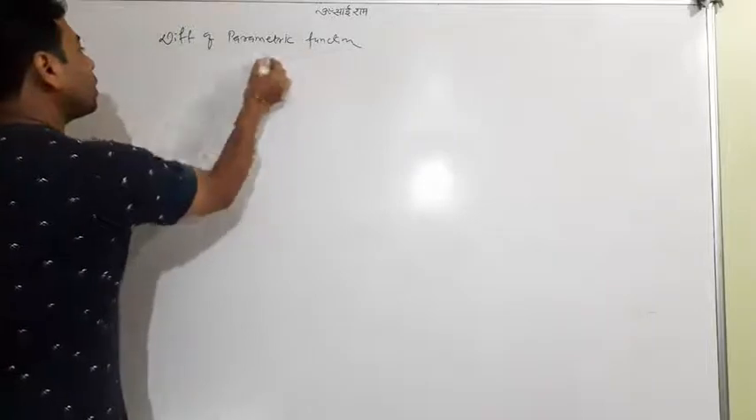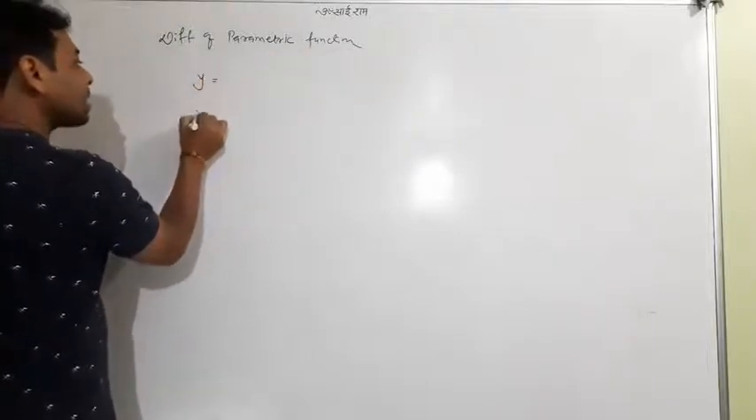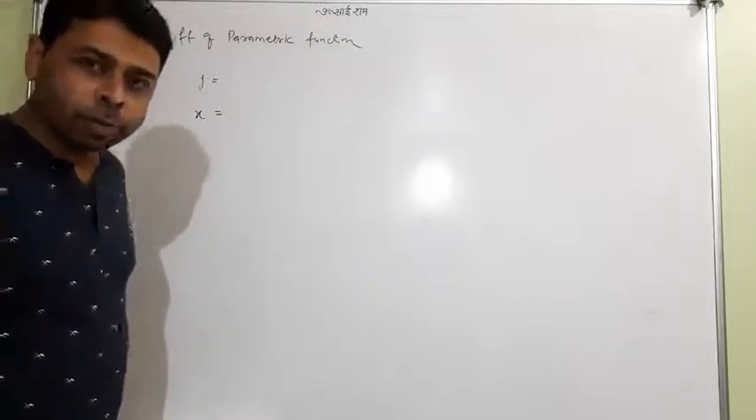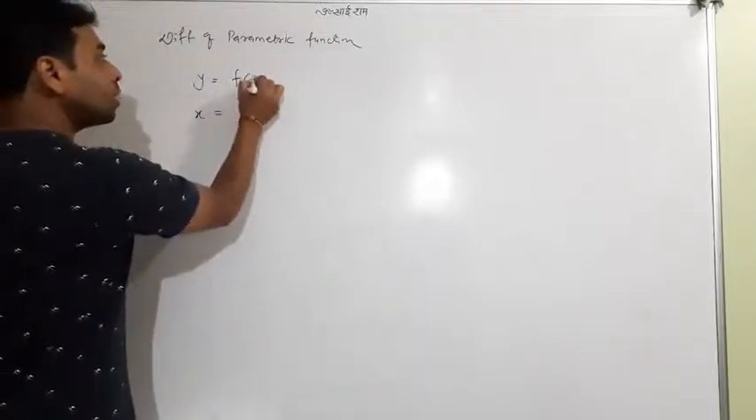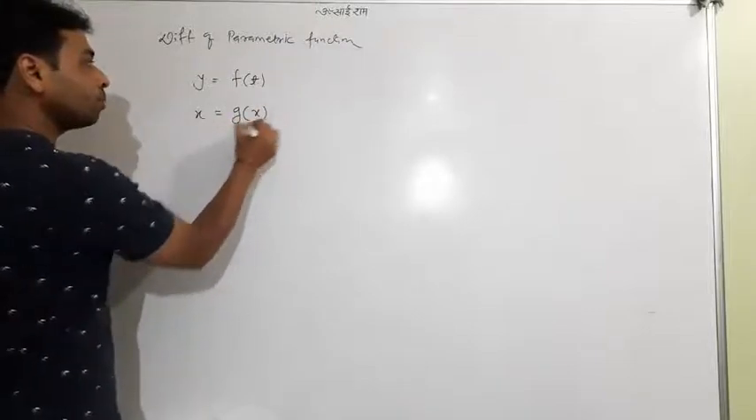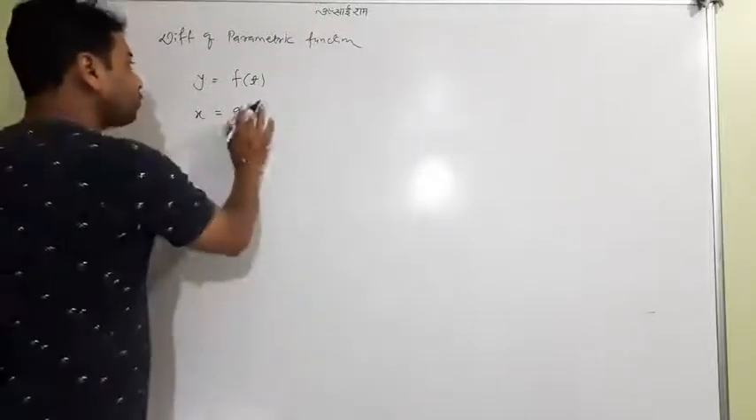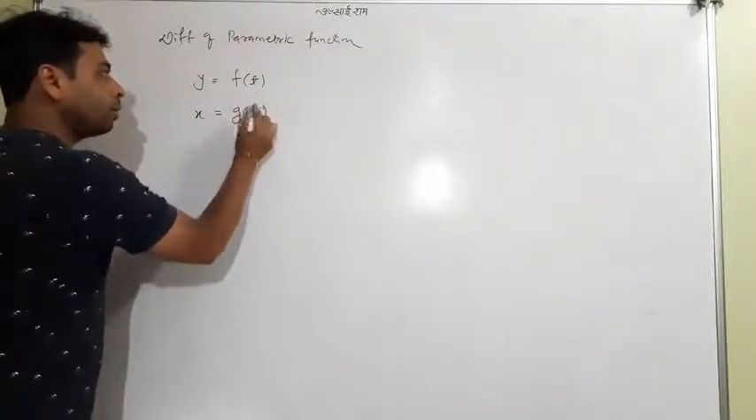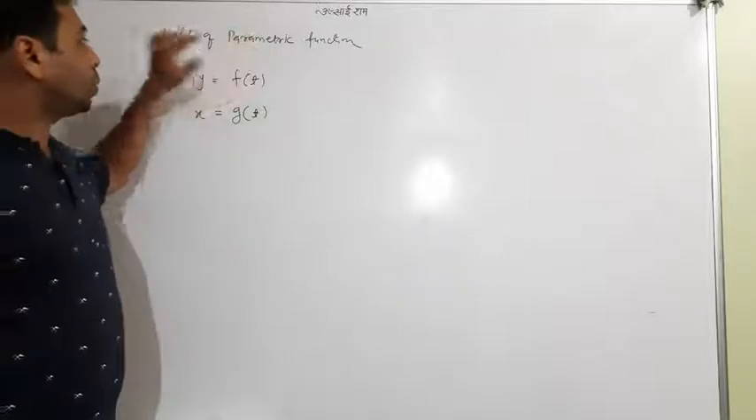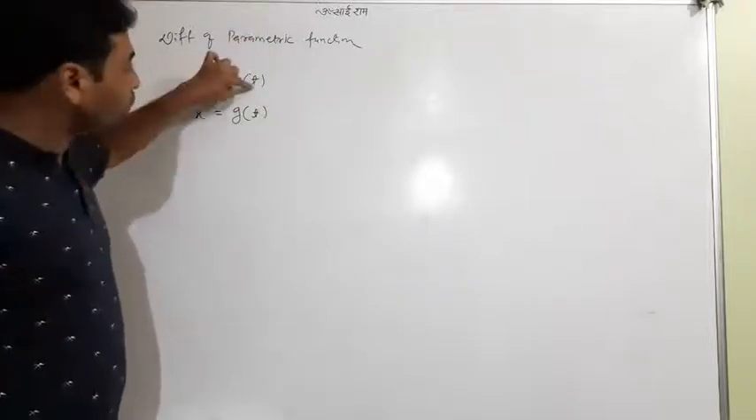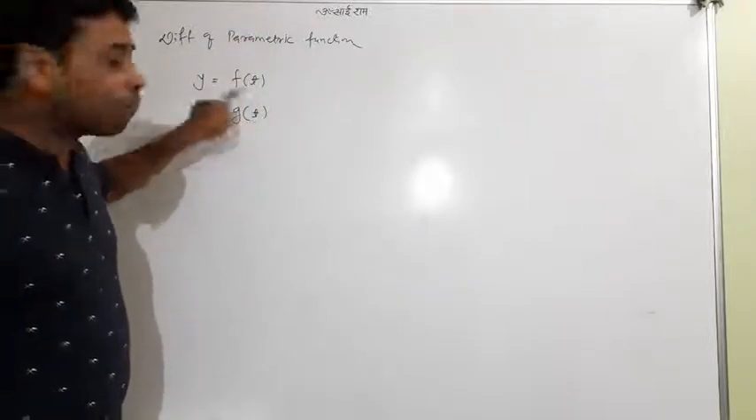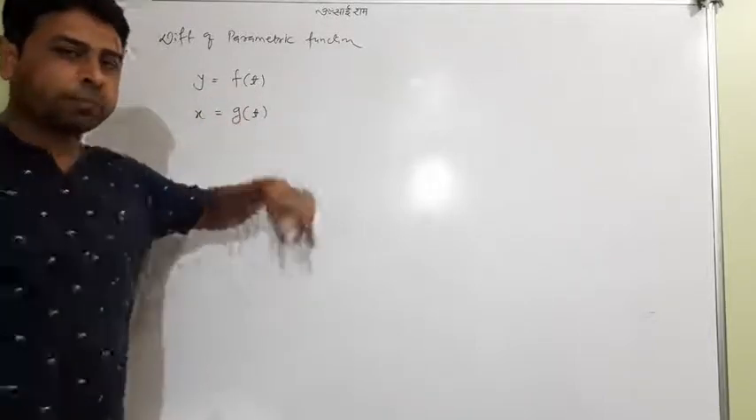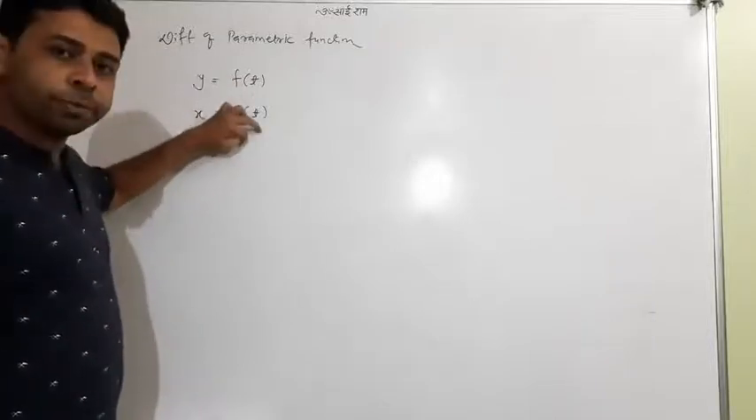In this parametric equation, y and x both are functions of a third variable. Suppose t. Look, I tell you that in the parametric equation, y and x both are functions of the third variable t. Y is a function of t, x is a function of t. With three variables here: first x, second y and third t.